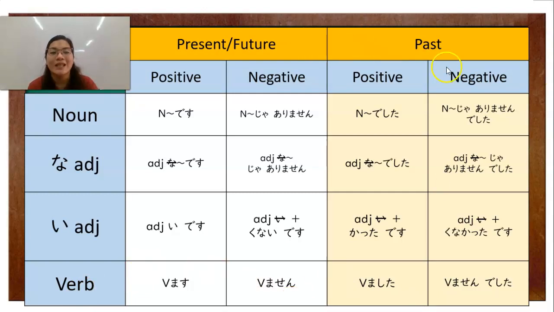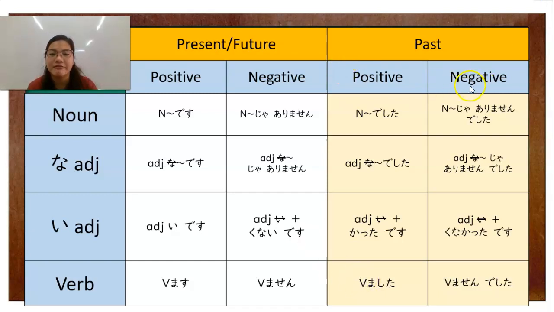Okay? Next is the past positive form. Noun is noun deshita. The same with the na adjective, adjective deshita. And for the i adjective, you omit the i, you add katta desu. And for the verb, you change masu to mashita.